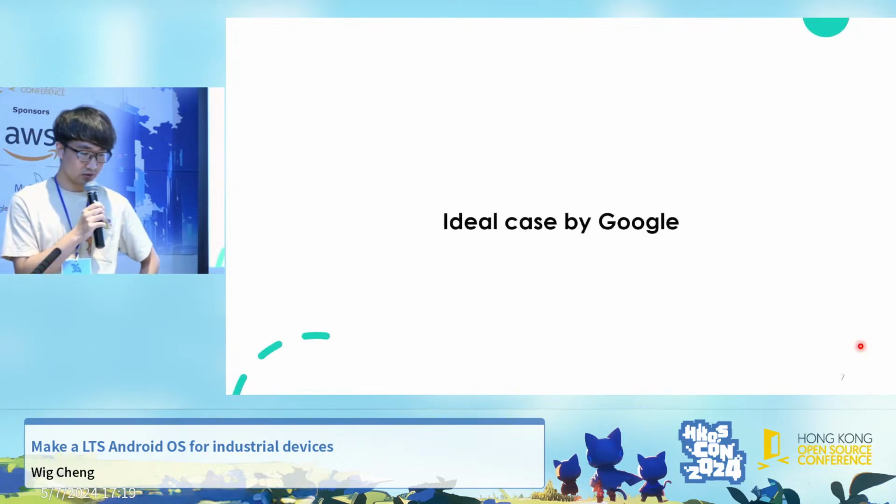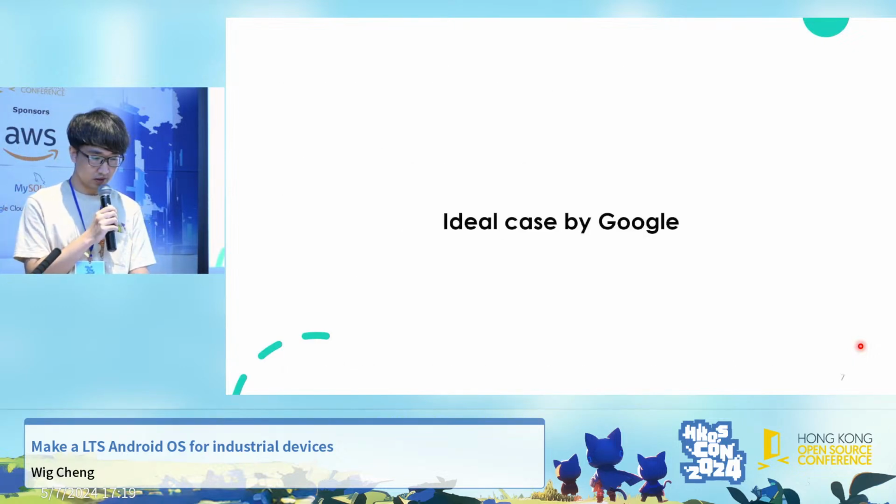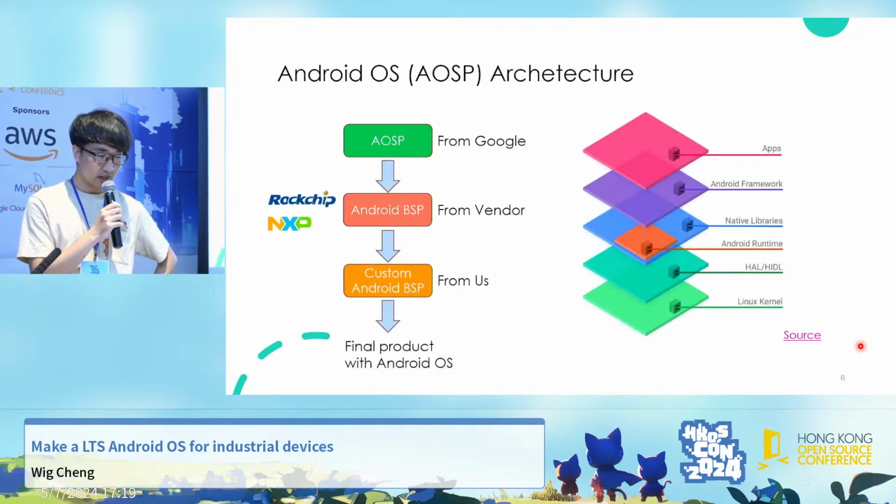Okay, let's go to the next chapter about the ideal case by Google. As we know, the Android OS is made by Google based on AOSP. AOSP means Android Open Source Project. It's open source and free to download from the official Google Git server.